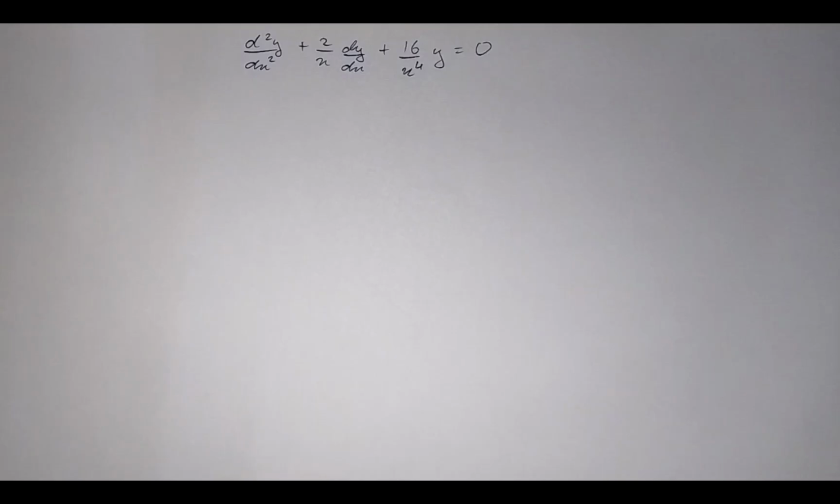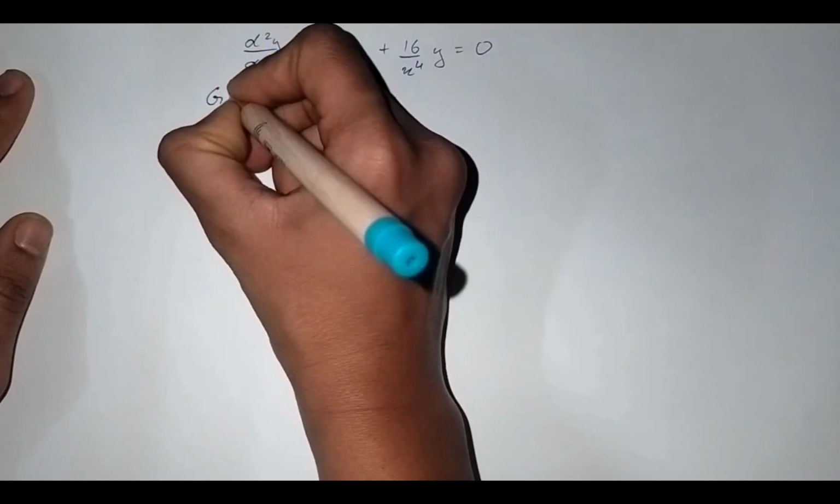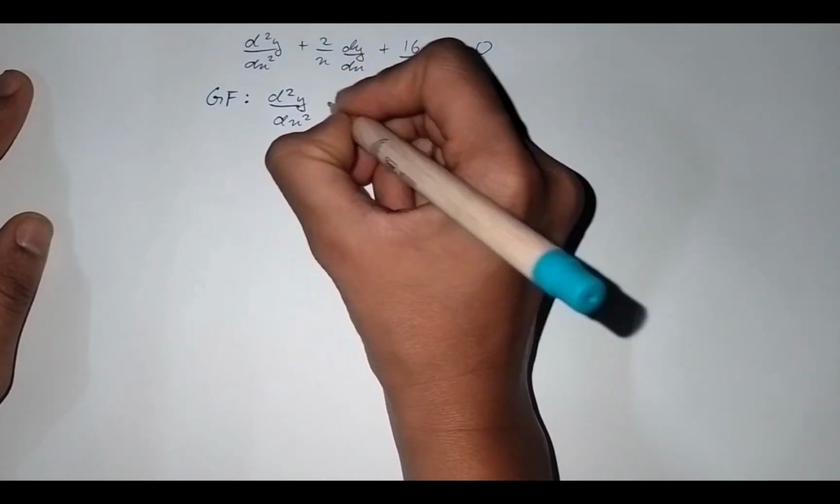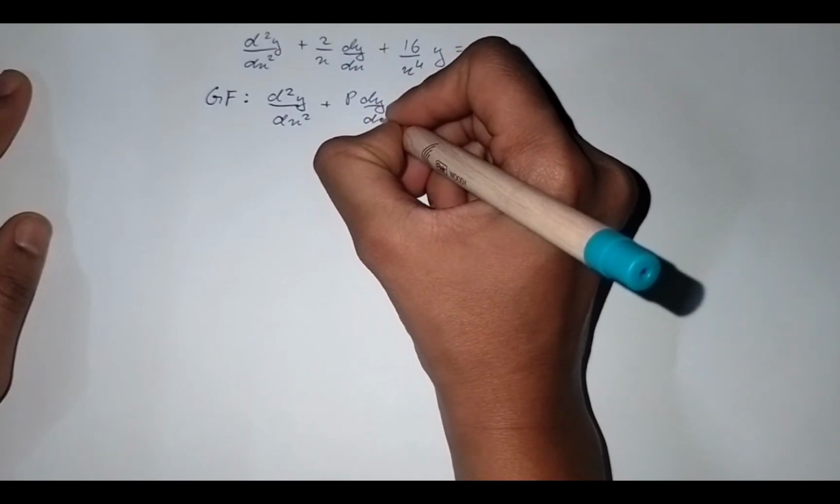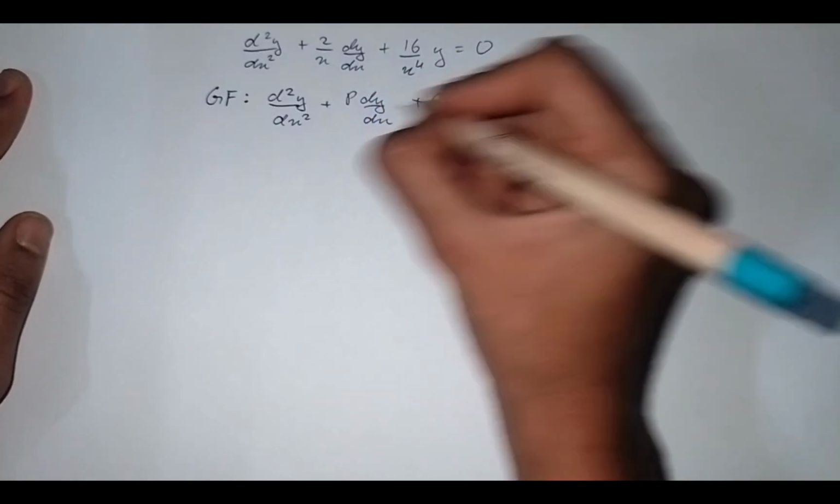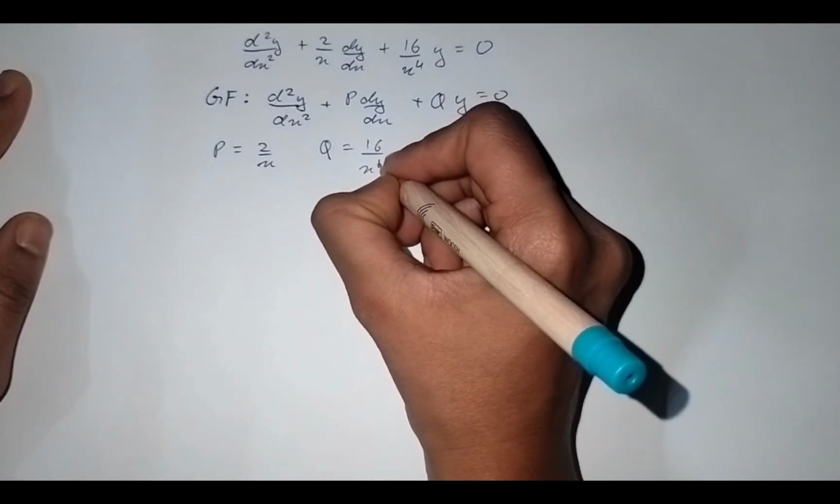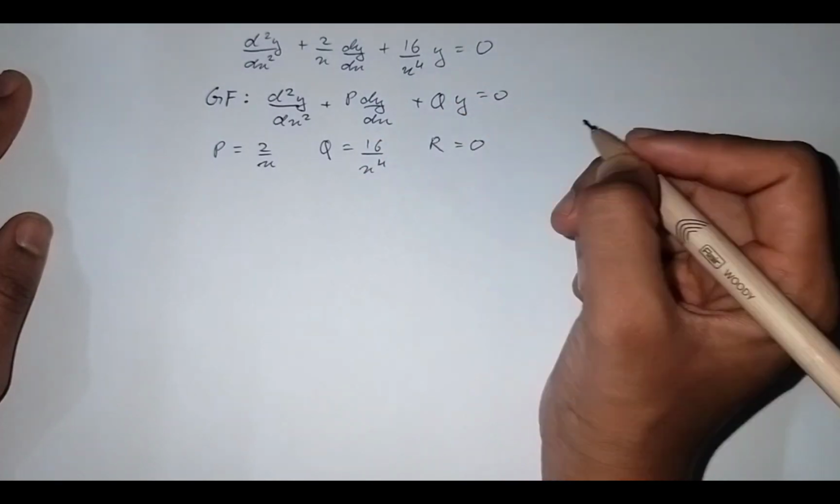Hello everyone. Today we will be solving the given second order differential equation with variable coefficients using the change in independent variable method. Now we know that the general form of a second order differential equation is d square y by dx square plus p dy by dx plus qy is equal to 0. From the above equation we get p is equal to 2 by x, q is equal to 16 by x to the power of 4 and r is equal to 0 in this case.